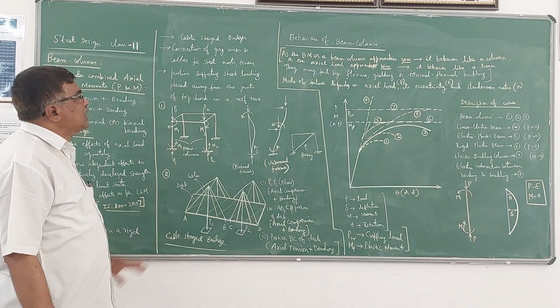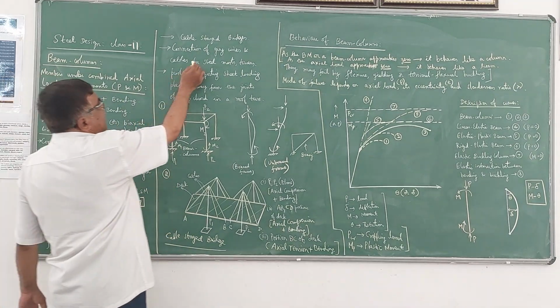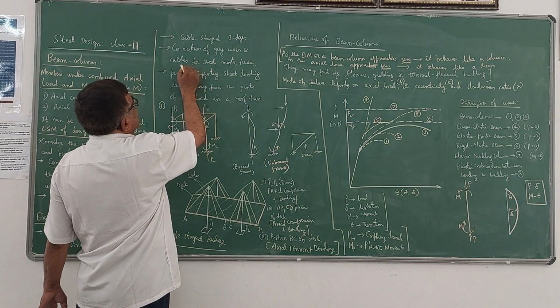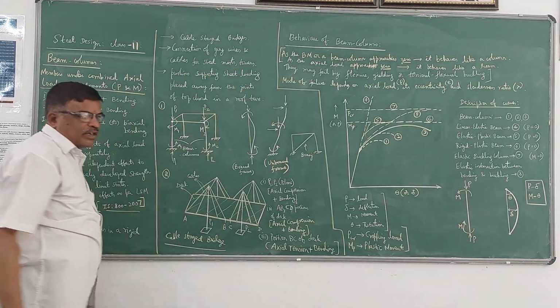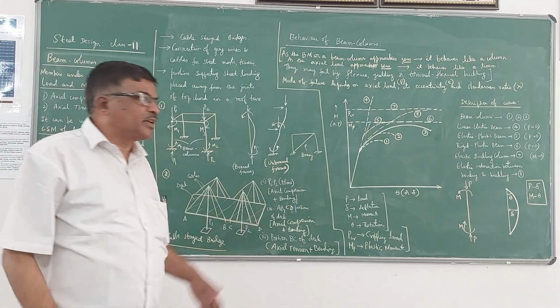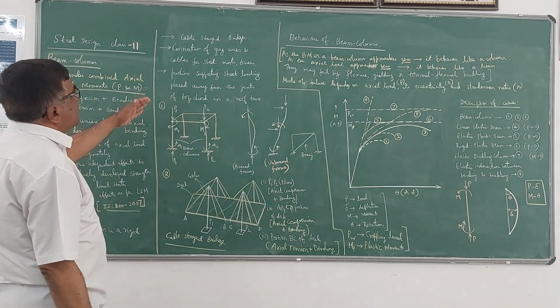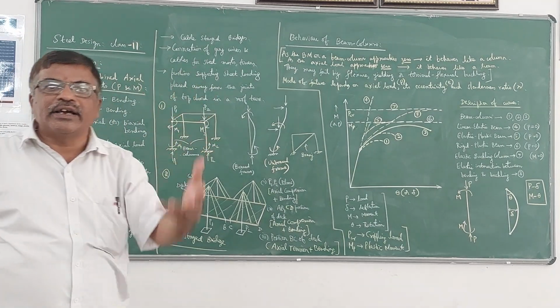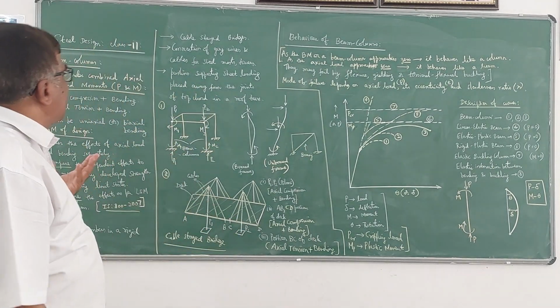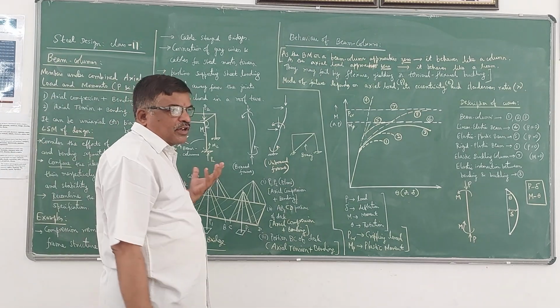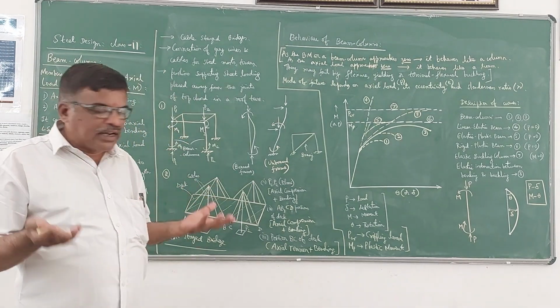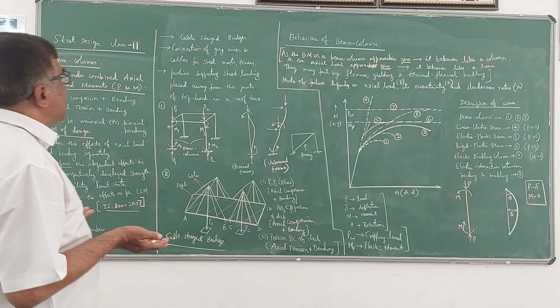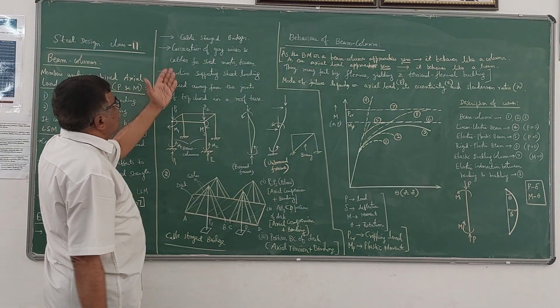This is another example. The third example is connection of guy wires and cables for steel masts and towers. In the case of steel masts and towers, they will be connected with guy wires and cables. There also you will have tension in guy wires, as well as some bending effect. So in that case, this is an example for beam column.